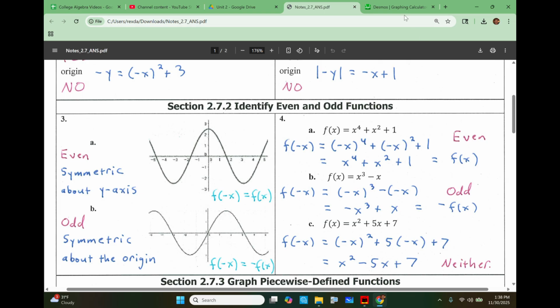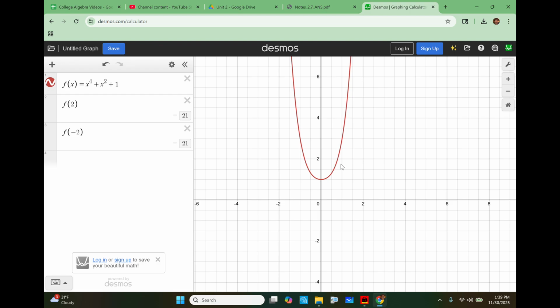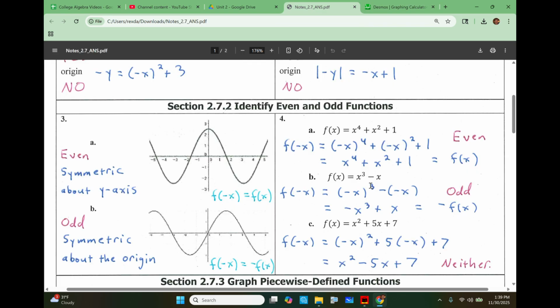Even functions are symmetric about the y-axis. So let's check that out. x to the fourth plus x squared plus 1. Yep, even function. It's symmetric about the y-axis. I'm seeing that there. Let's check the second one.